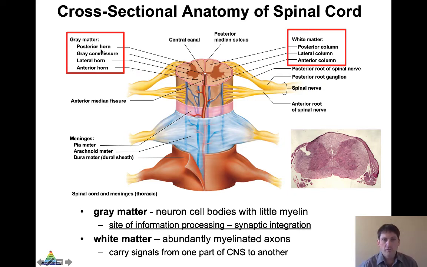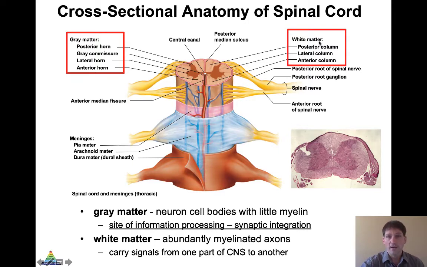There's some structures to identify. This is the posterior horn back here. You'll also see it labeled as the dorsal horn, so either one is fine. The lateral horn is on the side here, and then our anterior horn, again, is up front. You can see that the two halves here are connected by that gray commissure.